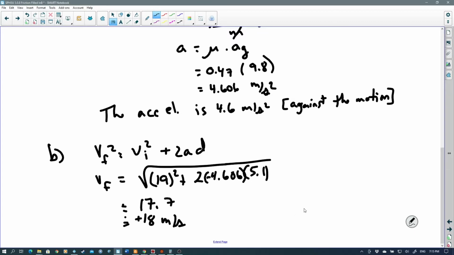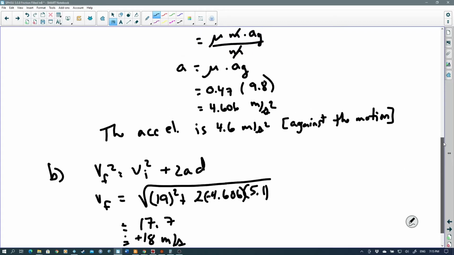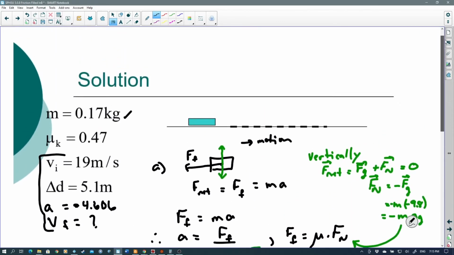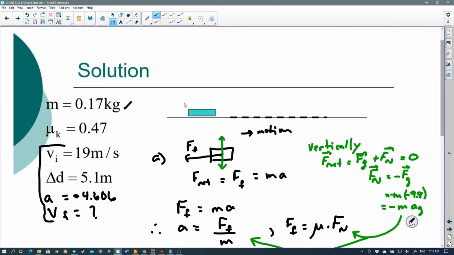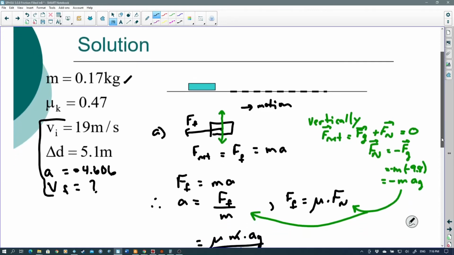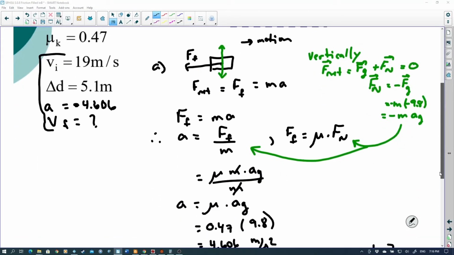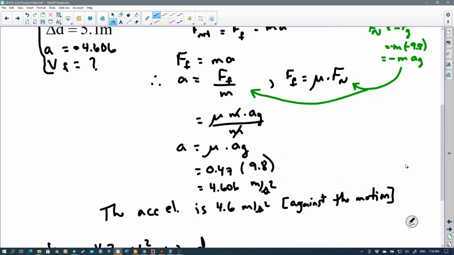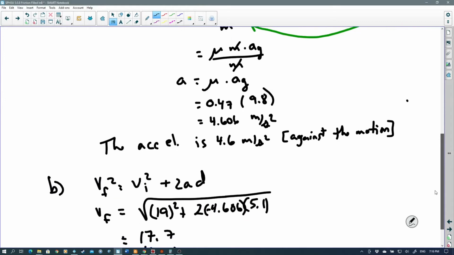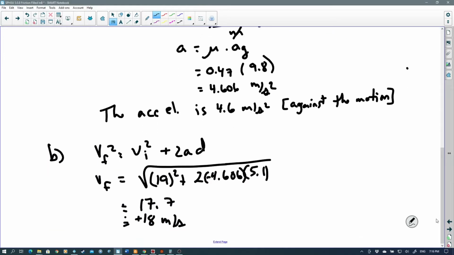It hasn't turned around. So this is a good example of a question where we're dealing with both forces and motion, and it shows you how you can find the acceleration using the forces portion of the question and then use that acceleration in the motion part of the question. So those are the types of questions that we can now solve.